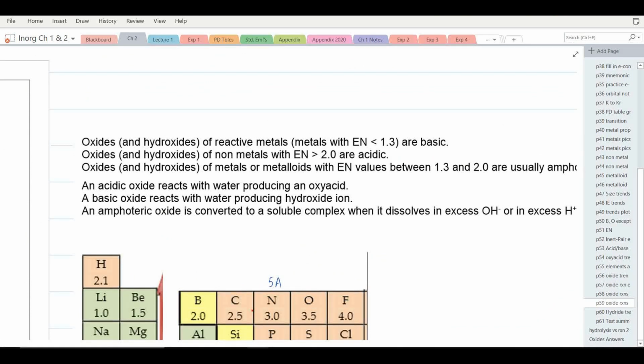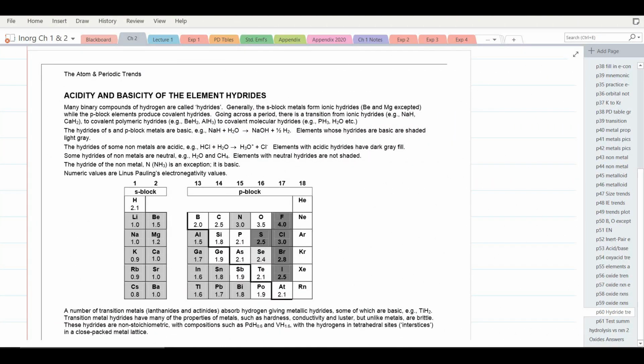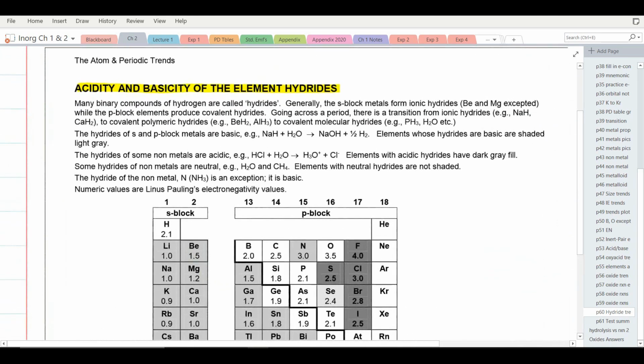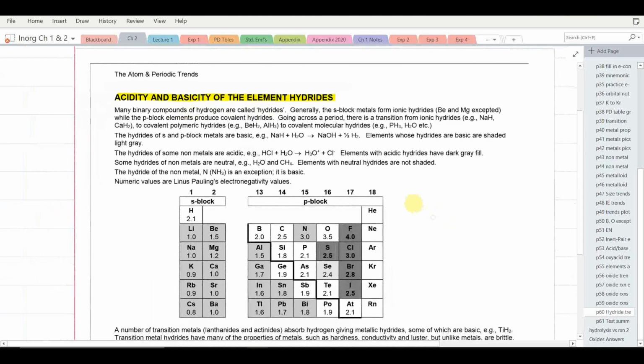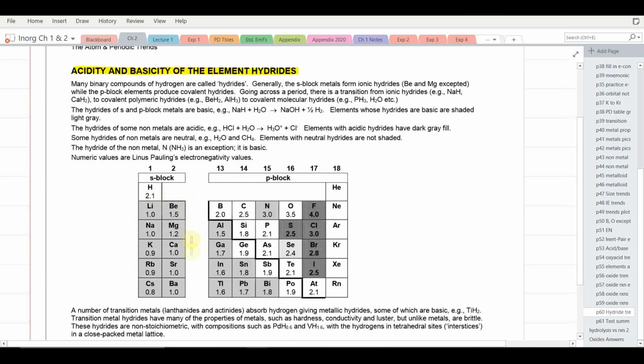That brings us to our last page, the hydrides of the elements. Let's look briefly at the acidity and the basicity of the element hydrides. We just looked at the oxides. We won't spend too much time here. Many binary compounds, that's compounds made of two different kinds of atoms, are called hydrides. Generally speaking, the S block metals form ionic hydrides, beryllium and magnesium excepted. These are not ionic, they're still basic, but they're not ionic.